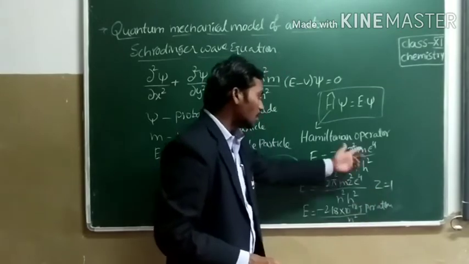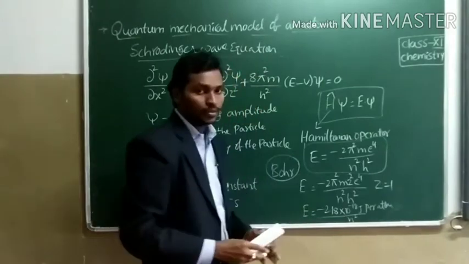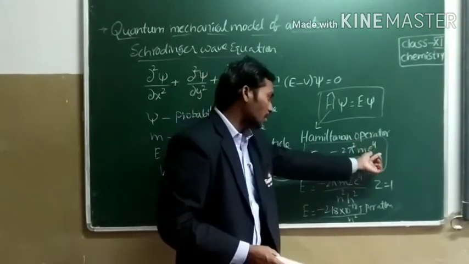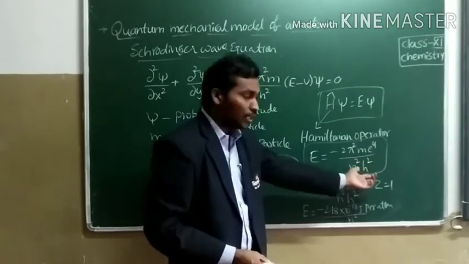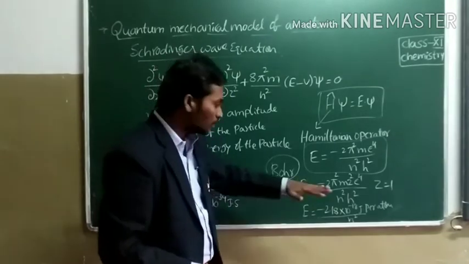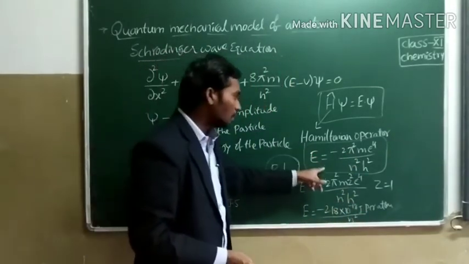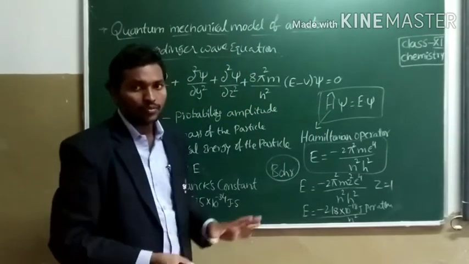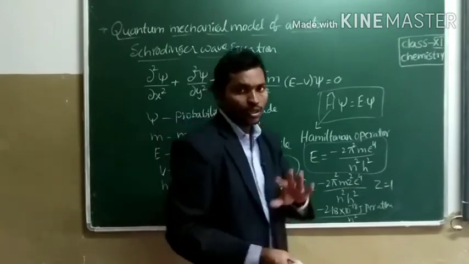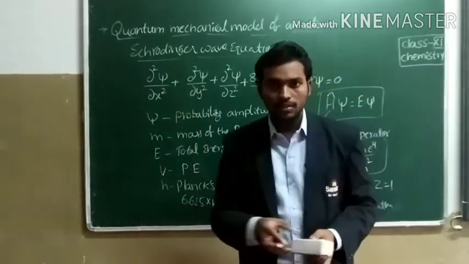This was similar to that of Schrodinger's wave equation, because when we substitute the values of mass of electron, charge of electron, and Planck's constant, we get the value. That means Bohr's atomic model was similar to the Schrodinger's wave equation. But Niels Bohr proposed stationary orbits around the nucleus.